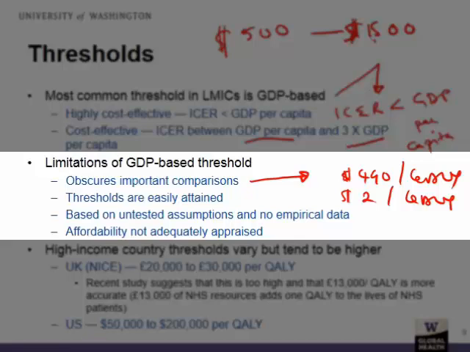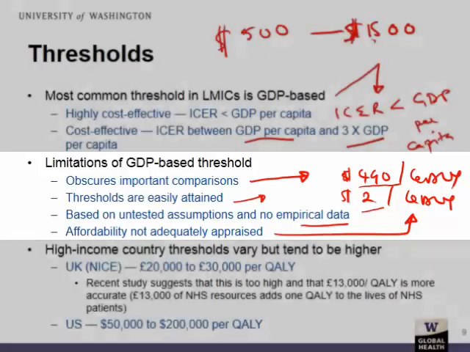The other problem is that thresholds are so easily attained in studies, and this method is based on untested assumptions with no empiric data. Like I said, it doesn't take into account affordability. So it says pay for this intervention and pay for this intervention without looking at a budget constraint.